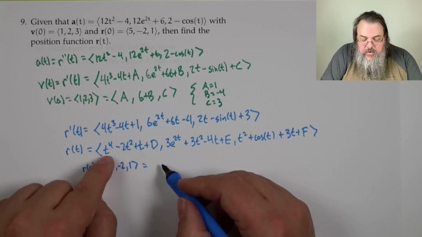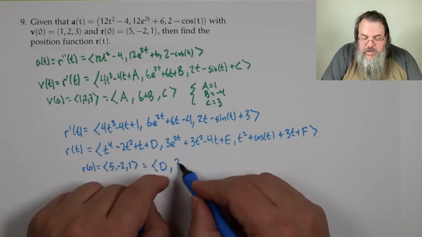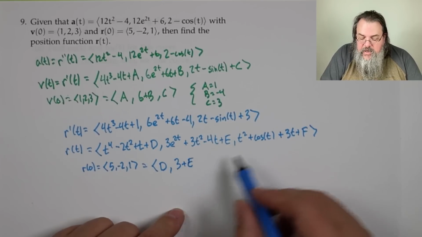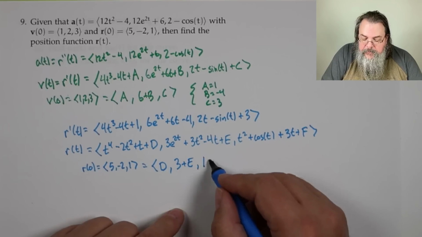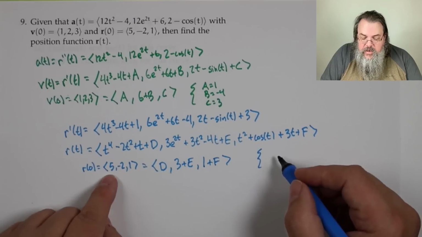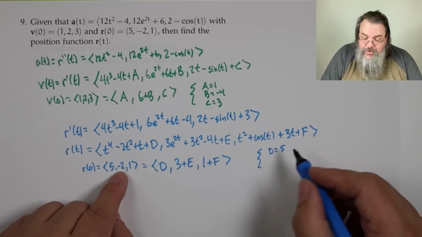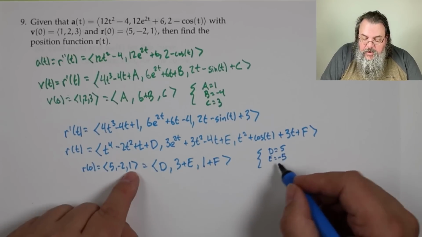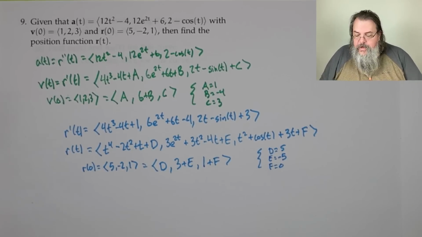Well, plug in 0. 0, 0, 0, d. 3, e to the 0 is 3. 0, 0, e. 0, cosine of 0 is 1. And then that's a 0. And then f. Okay, so what does that tell us? Well, d has to equal 5. 3 plus e is negative 2. So e is negative 5. And 1 plus f has to equal 1. So f is 0. And so we're ready to write down our answer.